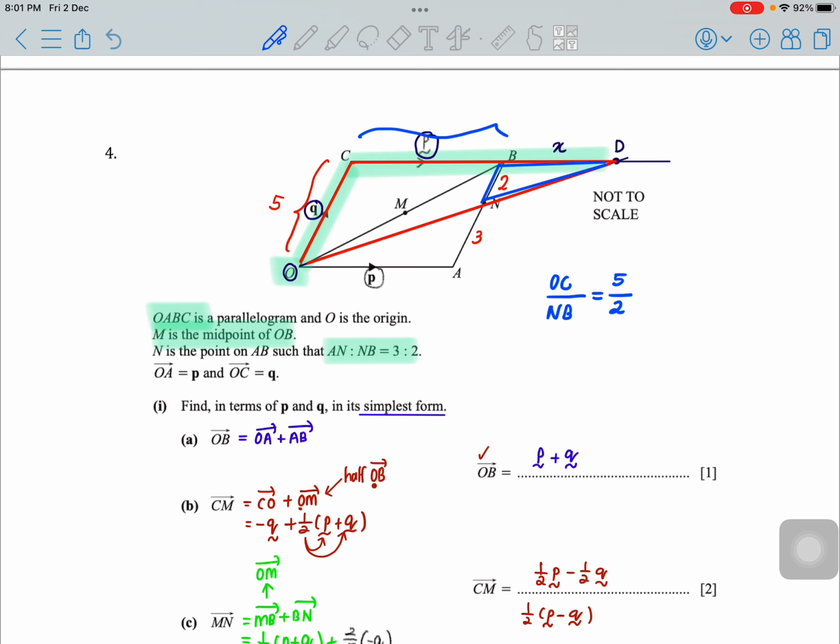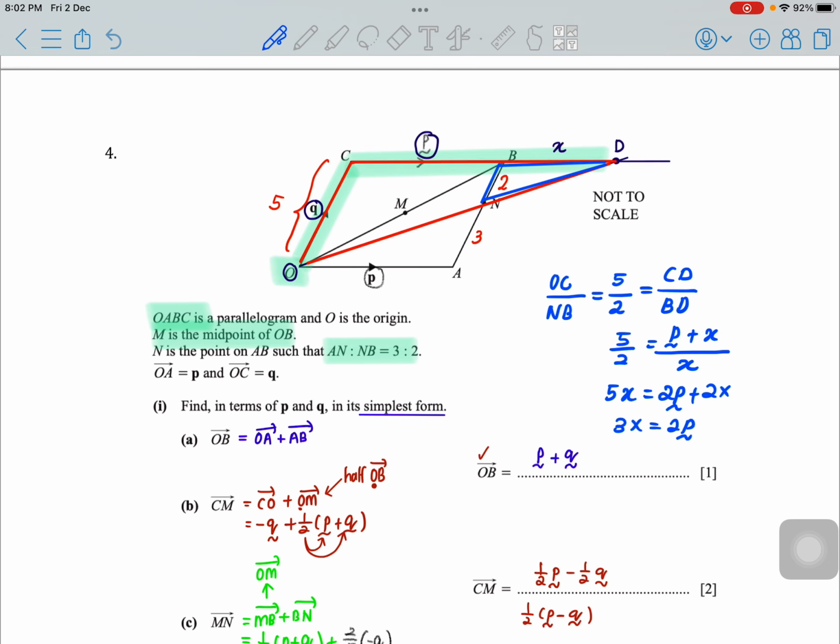So you take this part now. Okay, CD to, where is the smaller one? This one is the bigger one. So this portion is going to be the smaller one. I am going to write BD. Okay, let's define. What is my CD? CD is P plus the unknown. BD is the unknown. Your aim is to get the unknown. So cross multiply. 5x equals 2P plus 2x. 3x equals 2P. Therefore, x is 2 over 3 P.